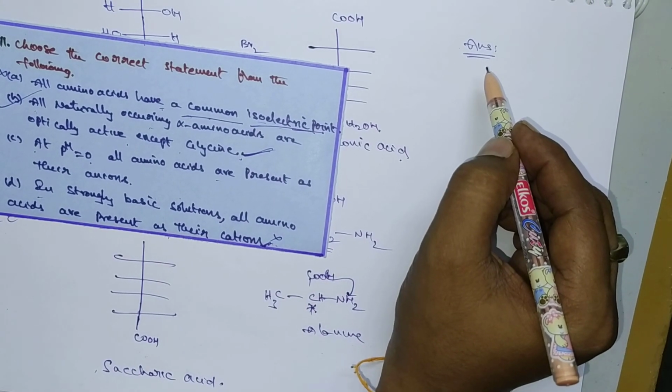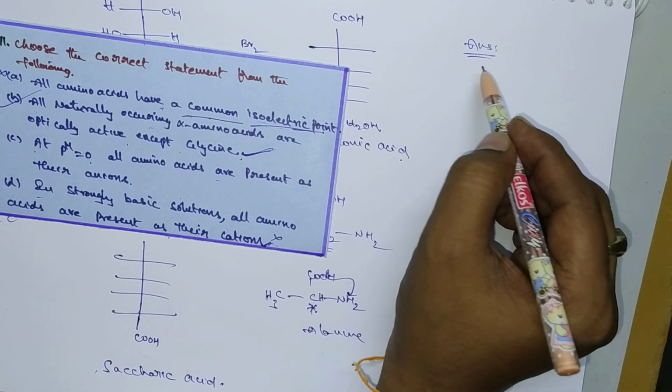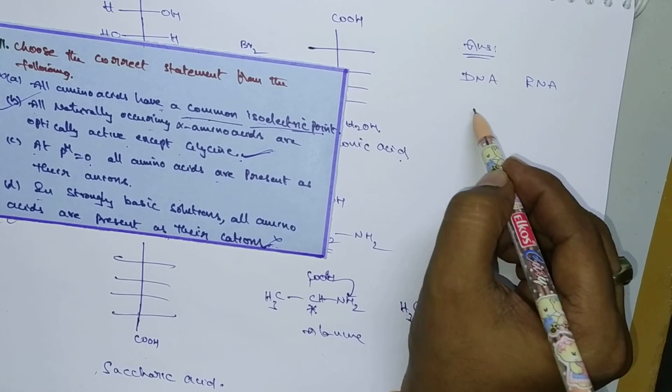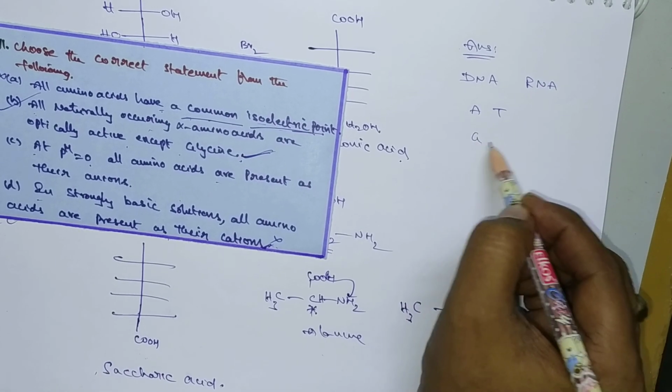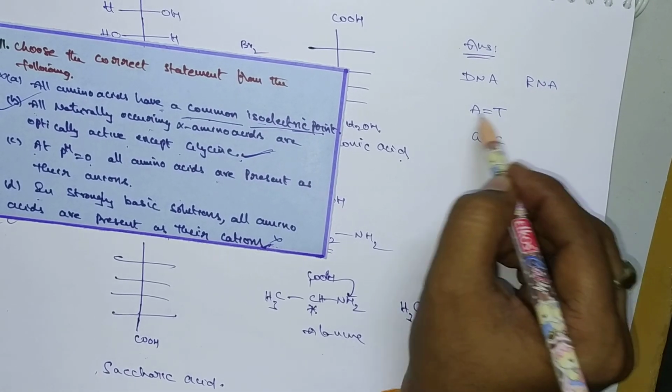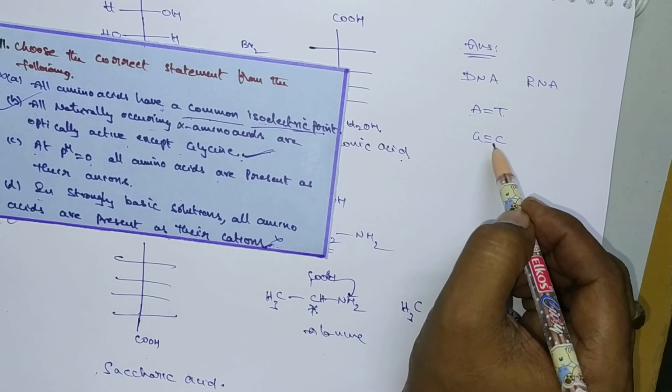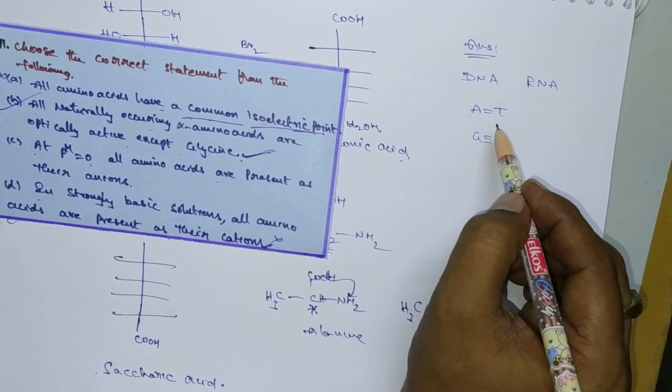What type of bonds are present between base pairs of DNA and RNA? In case of DNA and RNA, there exist base pairs AT and GC. Between A and T, adenine and thymine, there exists a double bond. Between GC, there exists a triple bond. So which type of bond is present between these base pairs?